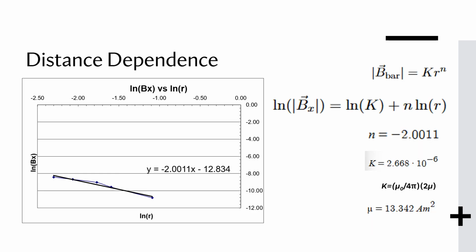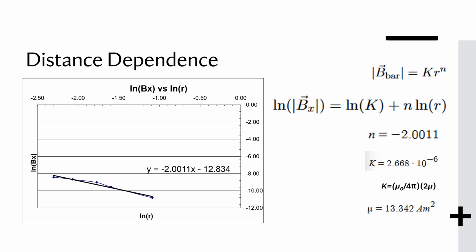We then took our observations and put them into a graph to see the distance dependence. By using the equation that the magnetic field is equal to k, which is a constant, times the distance to the power of n, we then took the log of everything to get a linear equation. By doing so, we were able to find that n is equal to negative 2.0011. And by knowing what k is, we were able to find the magnetic moment, which is equal to 13.342 amps times m squared.